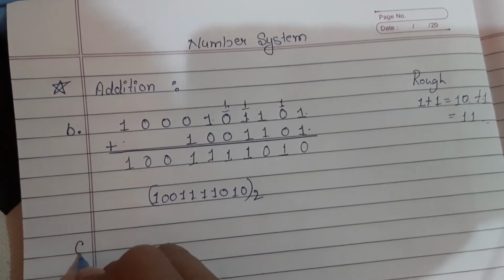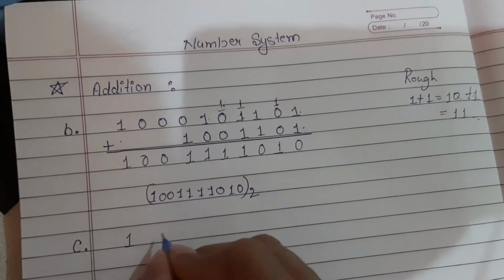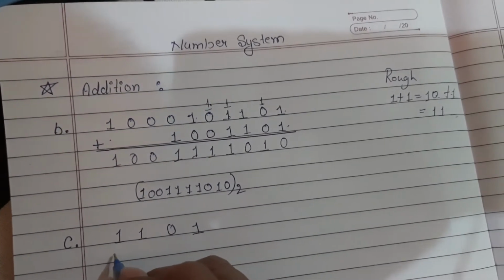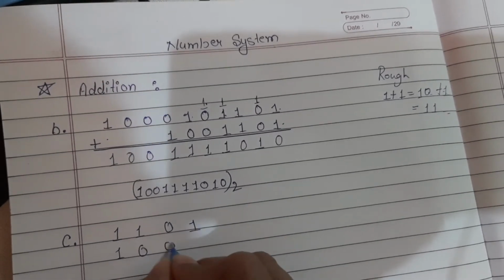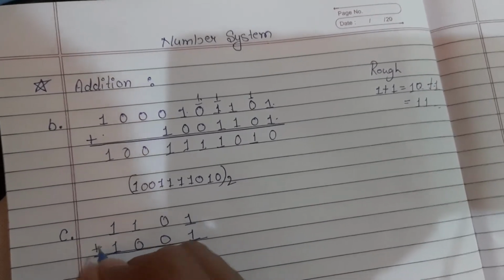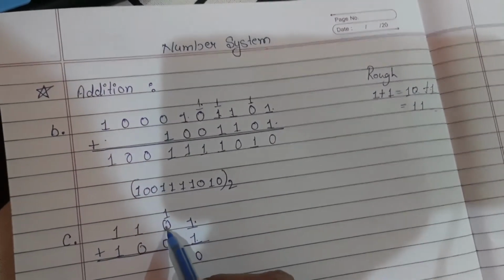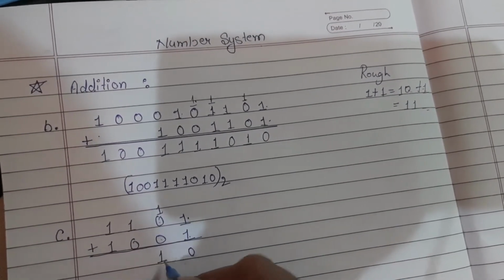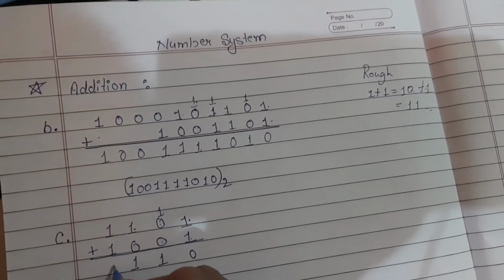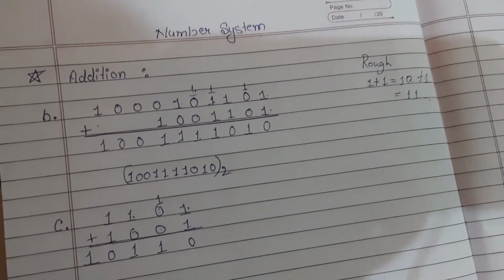Now, the third part. 1 1 0 1, then 1 0 0 1. When we add this number, 1 and 1, again it's going to be 0 here and 1 here. Then 0 0 and 1 will come 1, 1 and 0 again 1, 1 and 1, of course 0 here. No number is there, so that is why I will write 1 over here.